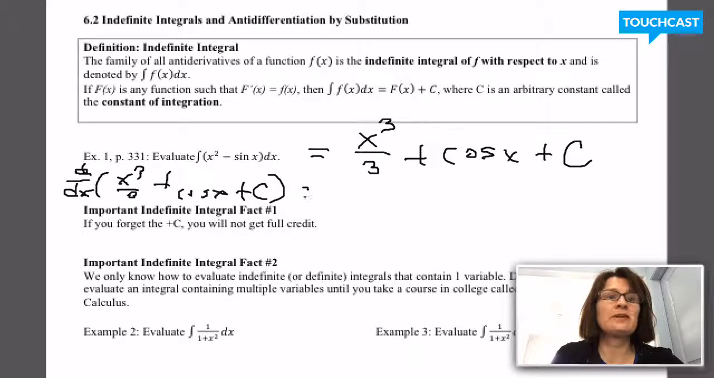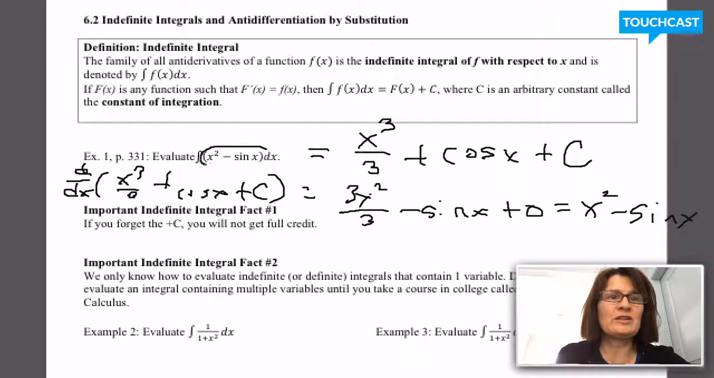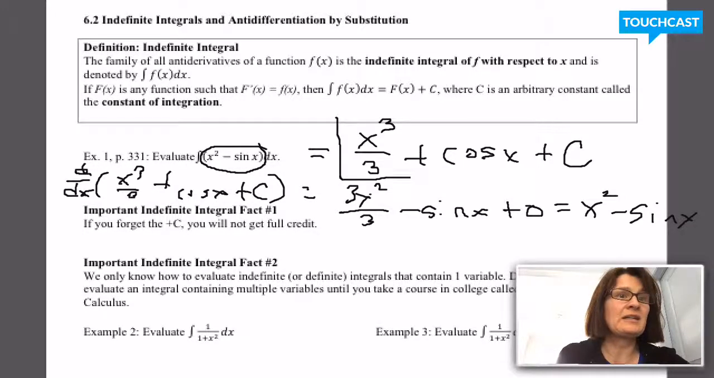Well, the derivative of x cubed over 3 is 3x squared over 3. The derivative of cosine x is negative sine of x. The derivative of c is 0. And that simplifies to x squared minus sine x, which is what I started with as my integrand, which tells me that this answer that I got must be 100% correct.